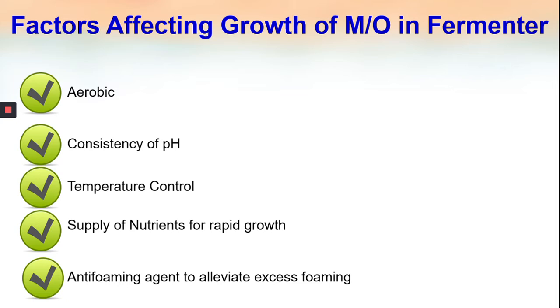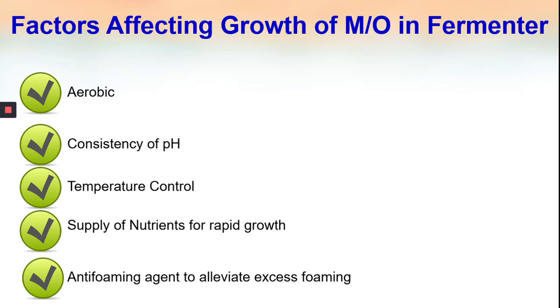There are 5 factors that influence the growth of microorganism in the fermenter. The first factor is aerobic. That means how much oxygen has been introduced inside the tank in the beginning phase of the growth of the microorganism. The second factor is the consistency of pH.